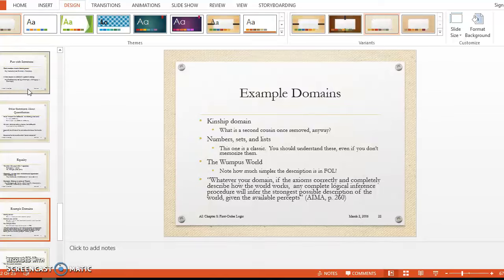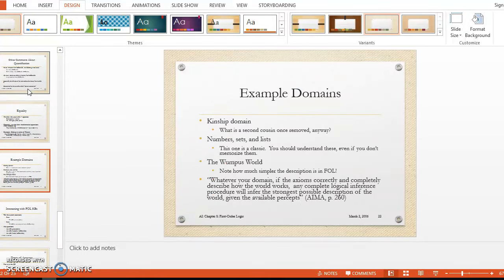And next one, example domains. So we have given some example domains to create the syntax and semantics of first order logic. The first one is the kinship domain, numbers, and the Wumpus world. So we are going to create the knowledge for both the Wumpus world and the kinship domain.